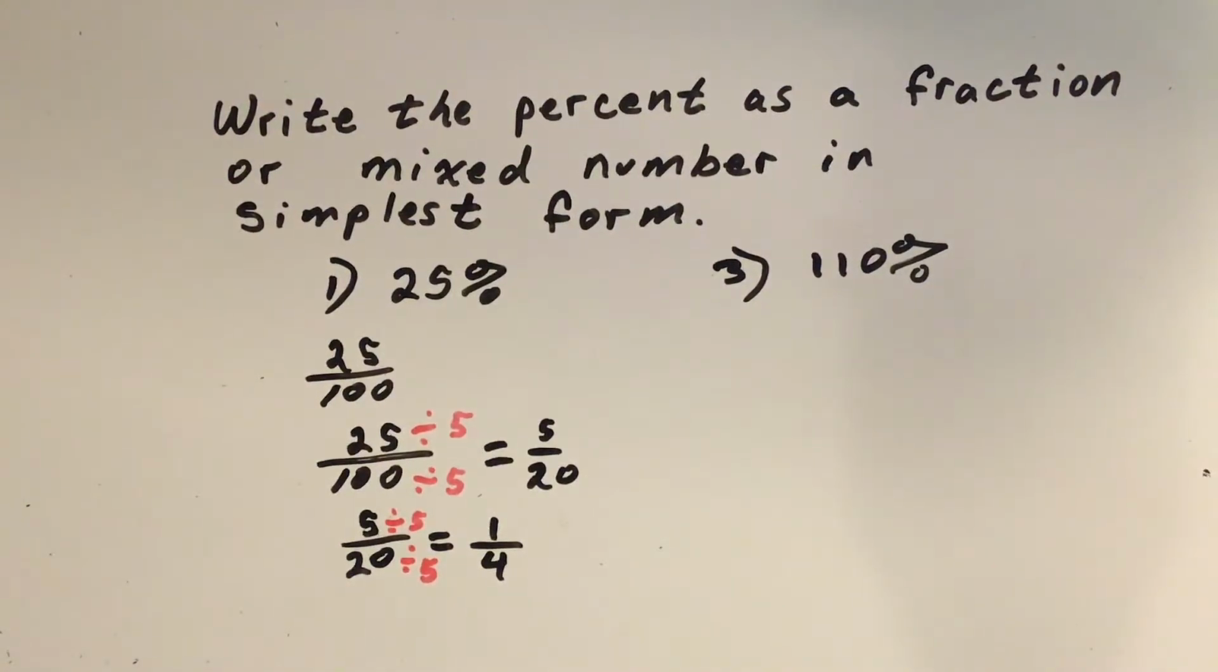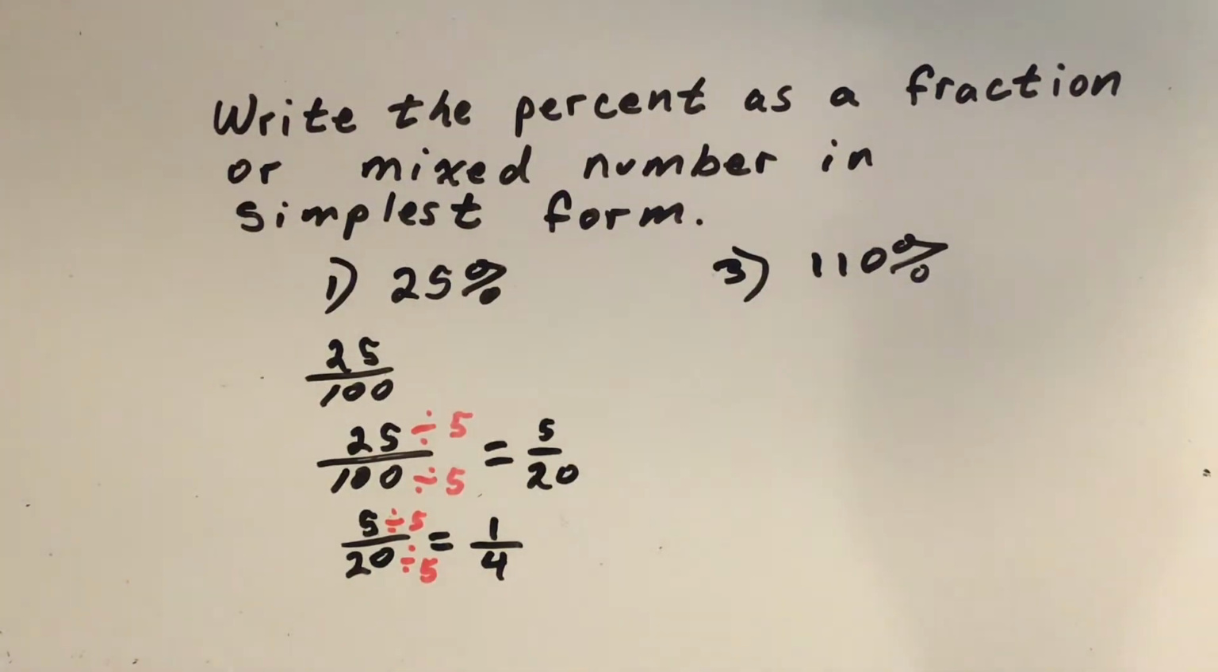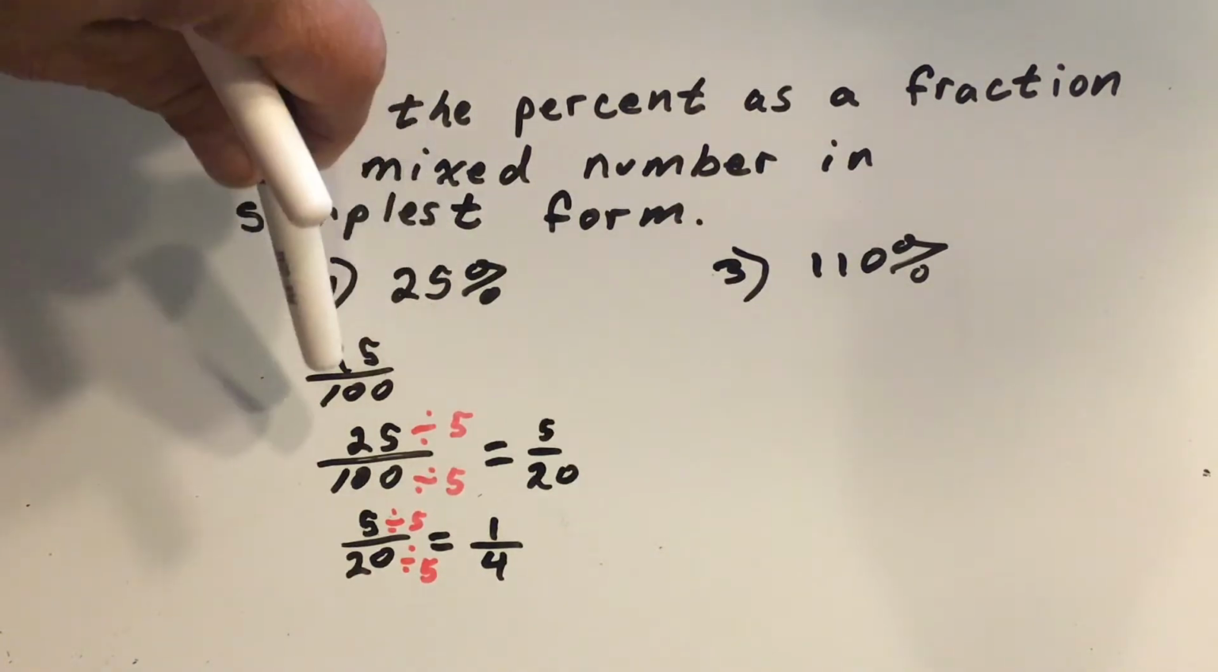All right, so let's look at writing a percent as a fraction or a mixed number in simplest form. We're going to start off with number one. As you can see, I wrote 25% as 25 over 100. Percents are always written over 100, no matter how many digits the percent is, we are always going to write it over 100.